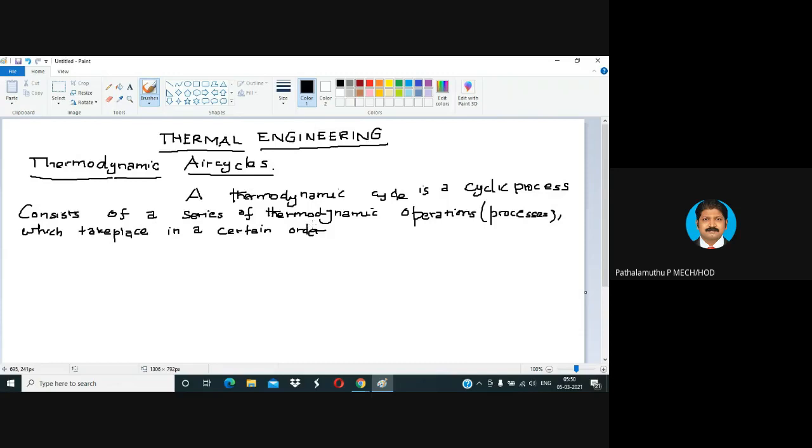And the initial conditions are restored at the end of the process.